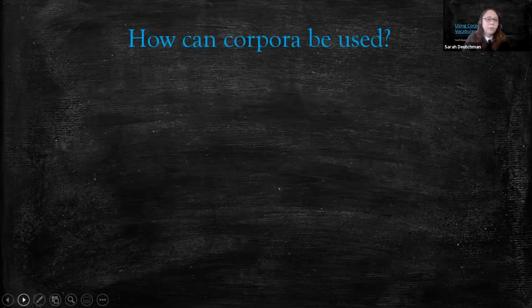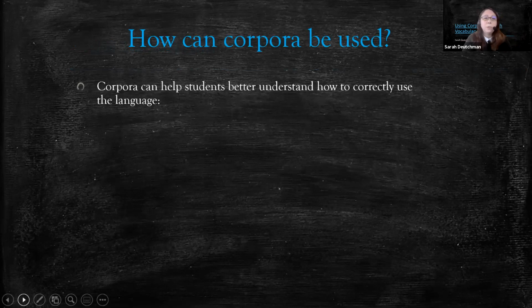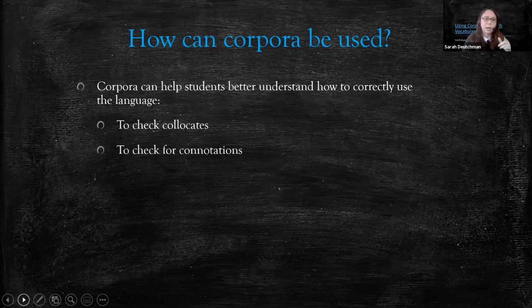Okay, so how can you use them? You can use them to correctly check collocations. So what word pairs go together? Like take medicine would be in English, but in Japanese it would be kusuri o nonde. So they use drink medicine. So it would be able to help them clarify which verb to use with which noun.